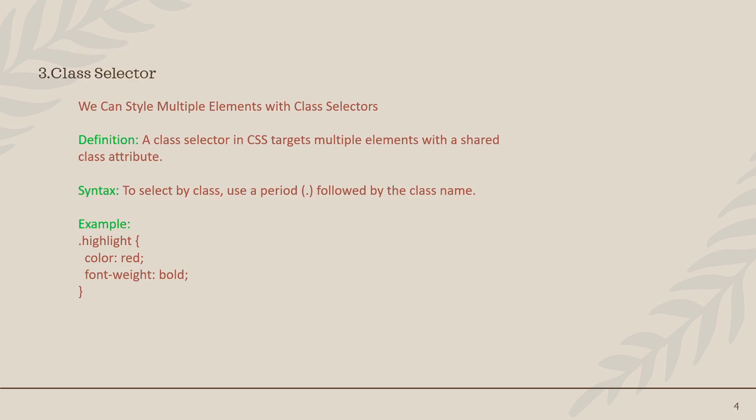Okay, and then the third one, class selector. We can style multiple elements with a class selector. A class selector in CSS targets multiple elements with a shared class attribute. So to use this class selector, we have to use a period followed by the class name. For example, we can see dot highlight, and color red, and font weight bold.